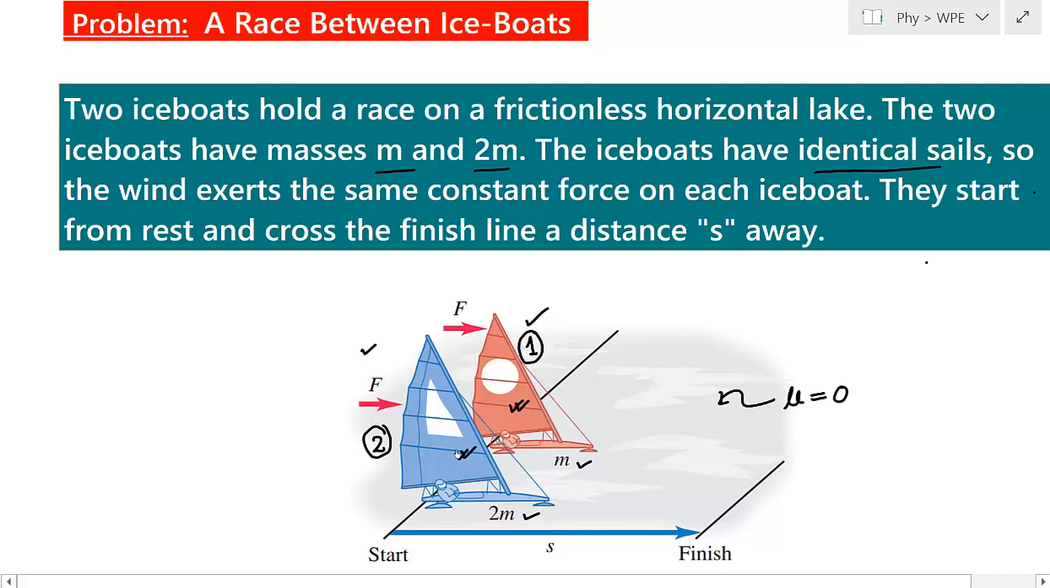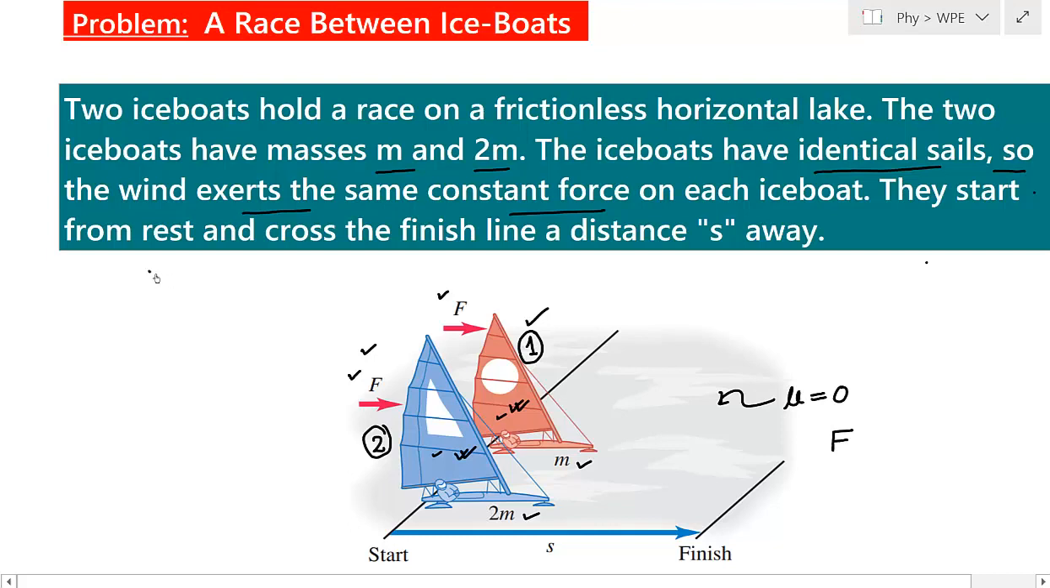This means the wind forces acting on this and on this are equal, and these two forces are F. Also, all other things are the same because these two are identical sails. So the wind exerts the same constant force on each ice boat. The wind is exerting a constant force F. Both ice boats experience the same amount of force.